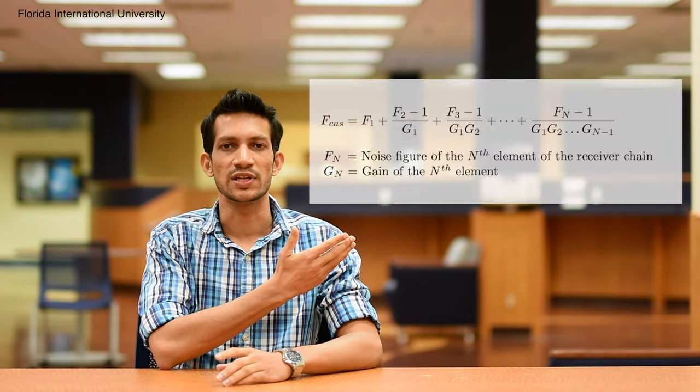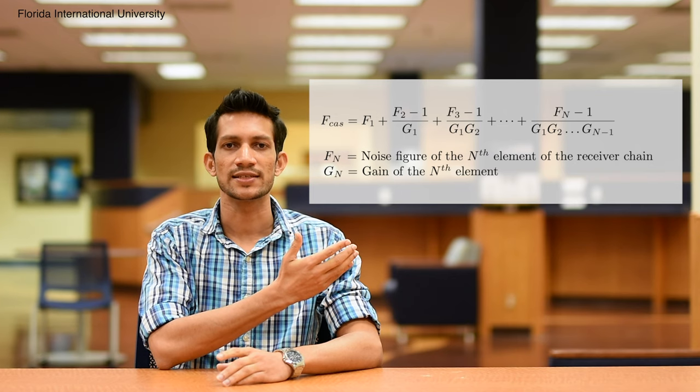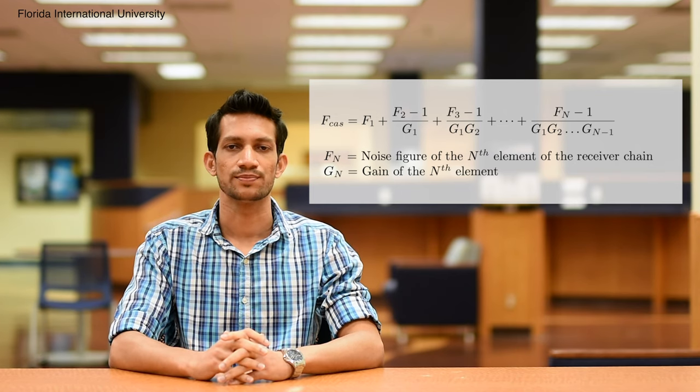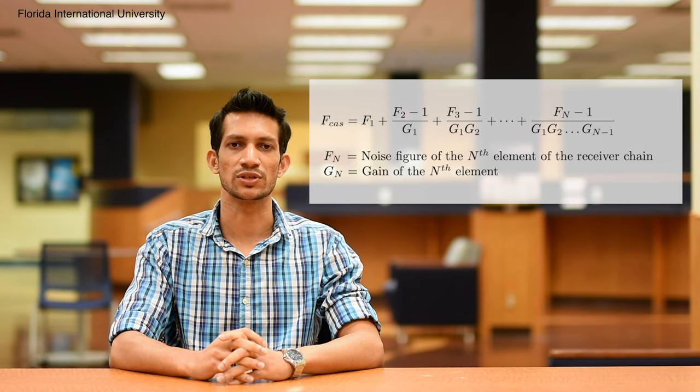This is the equation that is used to calculate the cascaded noise figure of the RF chain. Notice that the gain of the first element has the most contribution to the reduction of the cascaded noise figure. Although it is tempting to add the LNA with highest possible gain as the first element, it is not favorable to the linearity of the system.